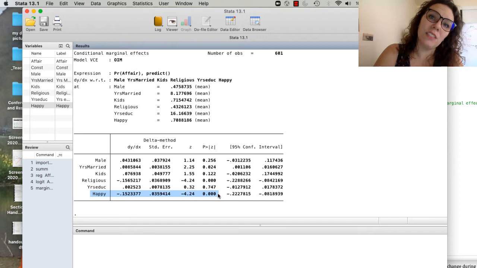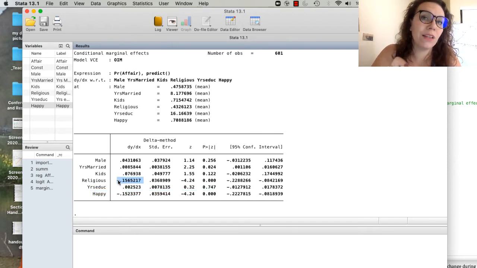So if a person considers themselves religious, that is going to have a negative effect on the probability that they have an affair. Considering oneself religious is going to tend to decrease the probability of having an affair by about 15%, holding all other variables constant. Same thing can be said for a happy marriage. If you consider your marriage to be happy, that's going to tend to decrease the probability that you have an affair by about 15%, holding education, religiosity, kids, years of marriage, and maleness constant.